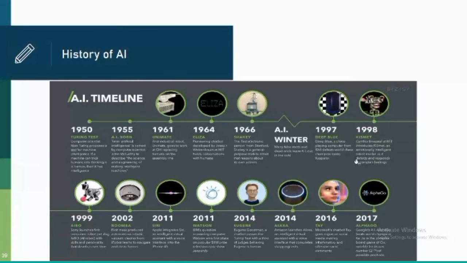This list is just the main events of AI, but this is not the limit. AI is very, very huge nowadays. So this is something about the history of AI.